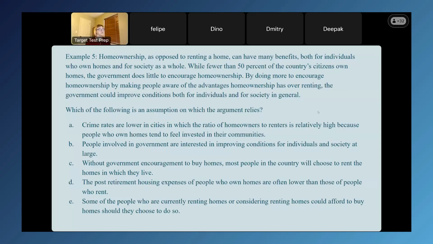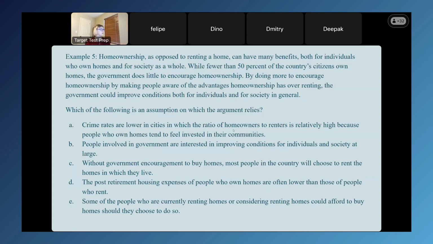Homeownership, as opposed to renting a home, can have many benefits, both for individuals who own homes and for society as a whole. While fewer than 50% of the country's citizens own homes, the government does little to encourage home ownership. By doing more to encourage home ownership, by making people aware of the advantages home ownership has over renting, the government could improve conditions both for individuals and for society in general.